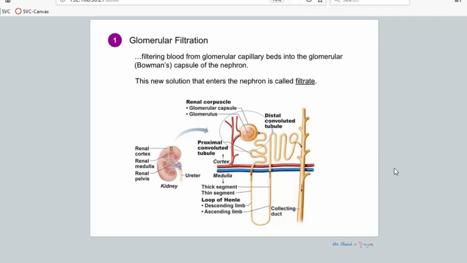Okay, so let's look at some different steps of all this. So the first thing that we want to look at is glomerular filtration. And basically what we're doing with glomerular filtration is we have blood that's coming into the glomerular capillaries, and we are removing fluid from that blood, and it's being caught by the glomerular capsule there. And then the new name for that fluid that enters the glomerular capsule is called filtrate. So that's glomerular filtration.